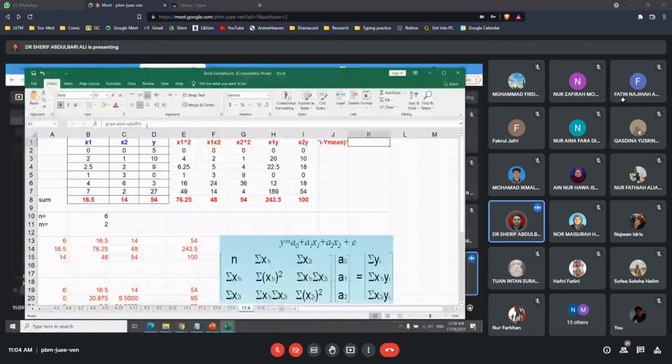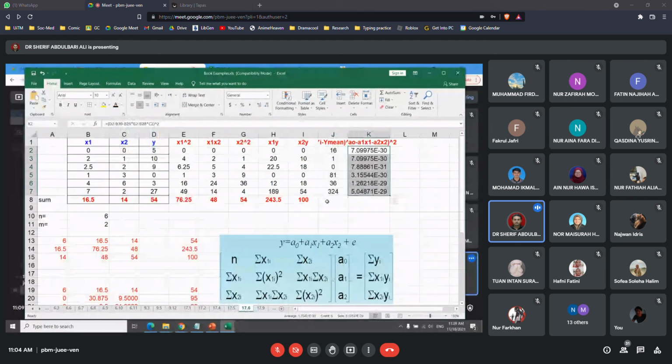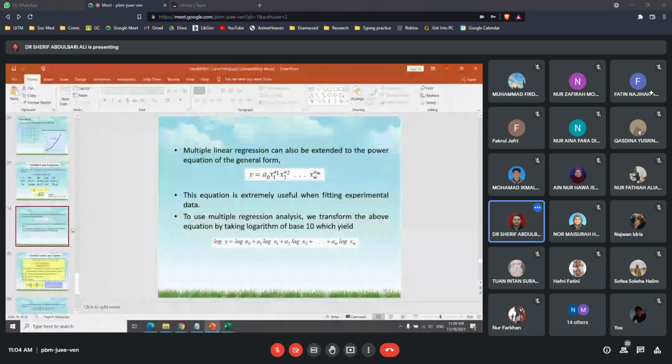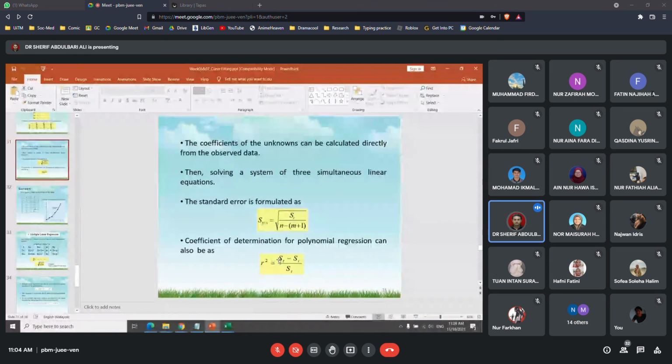Once you're done, of course, you're going to find the value of ST and the value of SR, based on what you have learned before to calculate the value of R square. The R square is exactly like what you have learned. You find SR and ST until you get the value of R square, ST minus SR over ST. If it's closer to 1, this means this multiple regression is a perfect fit with the data.